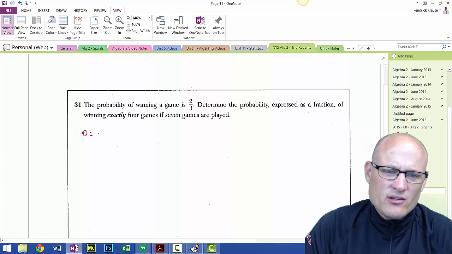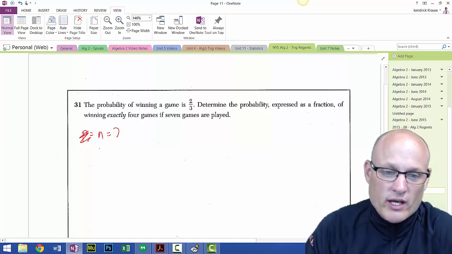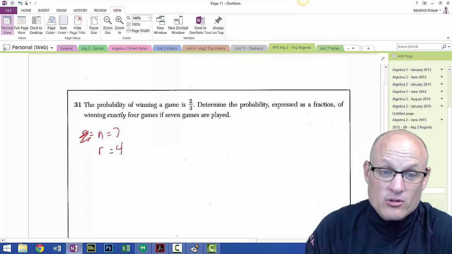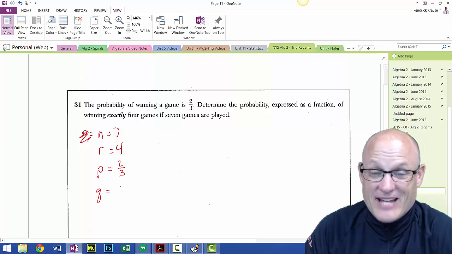The P was, okay, the N was 7. We're going to play 7 games. We want to win exactly 4 of them. The P, or the probability of winning, is 2/3. Q, the probability of not winning, is 1/3. So hopefully you set those up right.